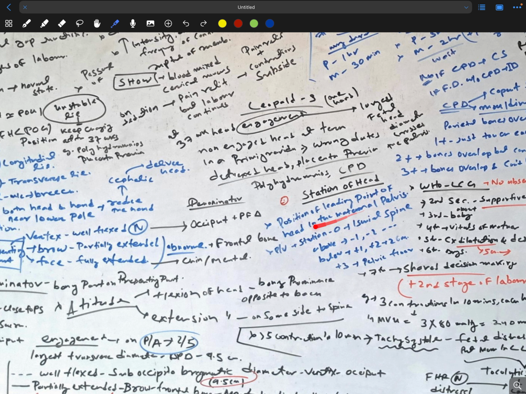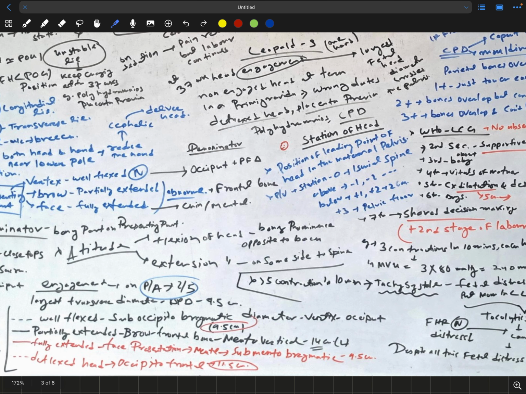Position of the leading point of the head, so I draw the diagram. This is the leading point of the head, and it is present at +1 station. On vaginal examination, station 0 means the leading point of the head is at the level of the ischial spine. Above means -1, -2, which is 1 centimeter above, and below means +1, +2, 1 centimeter below. And +3 means the leading part of the head is at the pelvic floor.